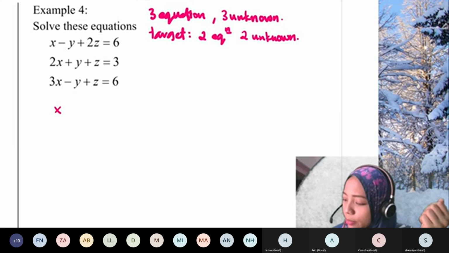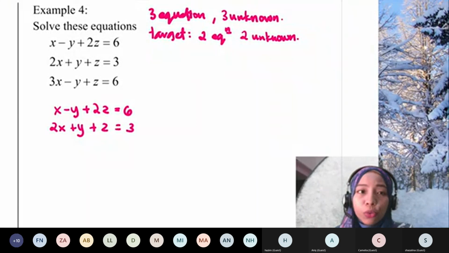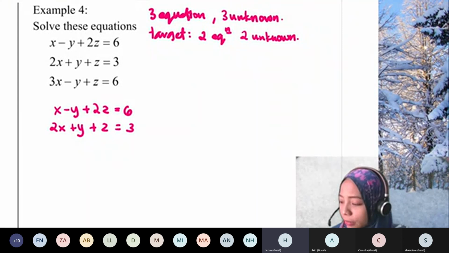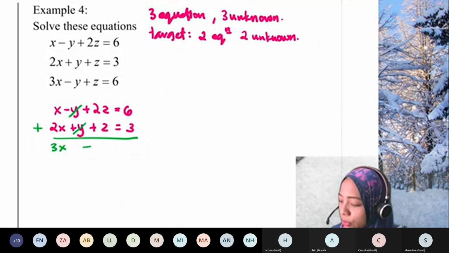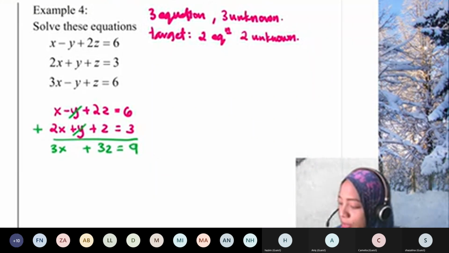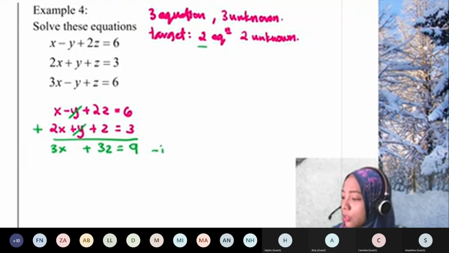Okay, so equation 1, X minus Y plus 2Z equals 6, and then 2X plus Y plus Z equals 3. So in order for you to eliminate Y, do you have to plus or minus? Plus. Yes, you have to plus. Okay, so X plus 2X, we get 3X. Negative Y plus Y, you get 0. 2Z plus Z, you get 3Z equals 6 plus 3, 9. So that is what I meant. You need to get 2 equations, 2 unknowns.